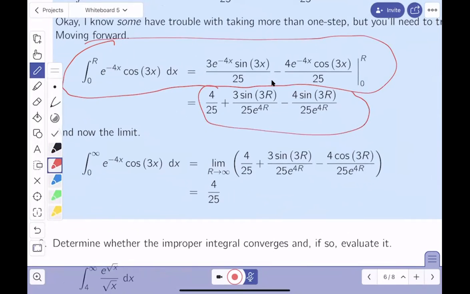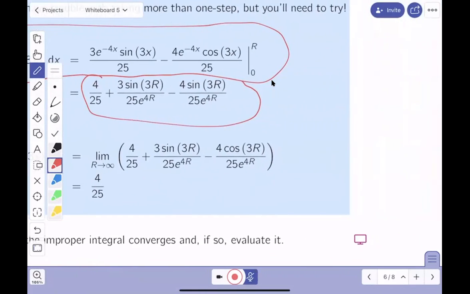Now, why is that so easy to do? Well, plugging in the r, let me see if that's correct. If I plug in r, let's do 0 first. If you plug in 0, the first term disappears, and the second term, again plugging in 0, the first term would be 0. The second term would be minus 4.